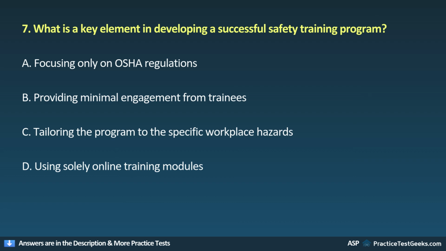7. What is a key element in developing a successful safety training program? A. Focusing only on OSHA regulations. B. Providing minimal engagement from trainees. C. Tailoring the program to the specific workplace hazards. D. Using solely online training modules.